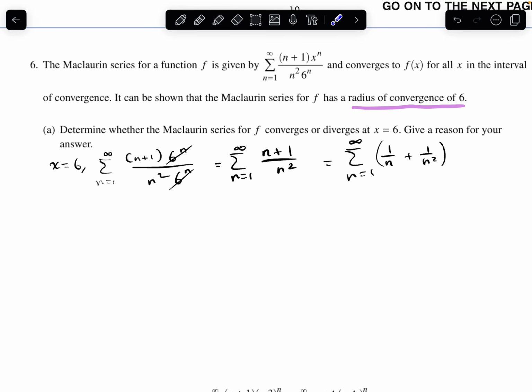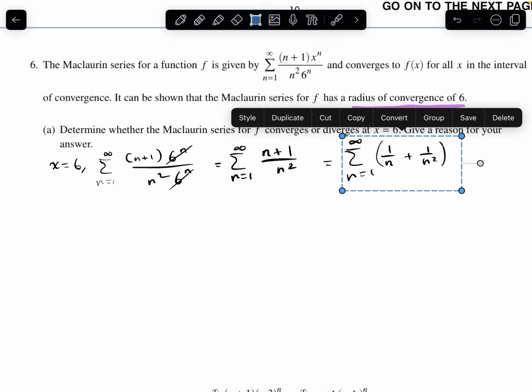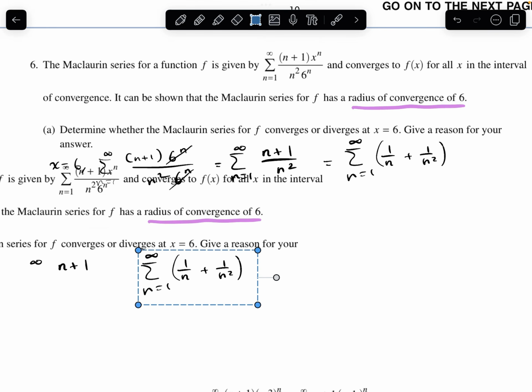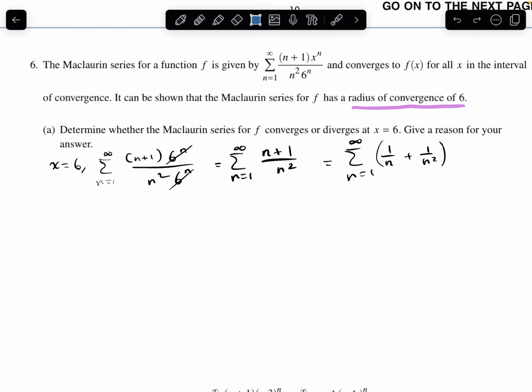Well, think back to your convergence tests, and we should be able to compare this series, and I'm just going to copy and paste this here. Actually, let me take it in this form. We can say that this series here, n is equal to 1, 1 over n plus 1 over n squared, can be compared to the following series.